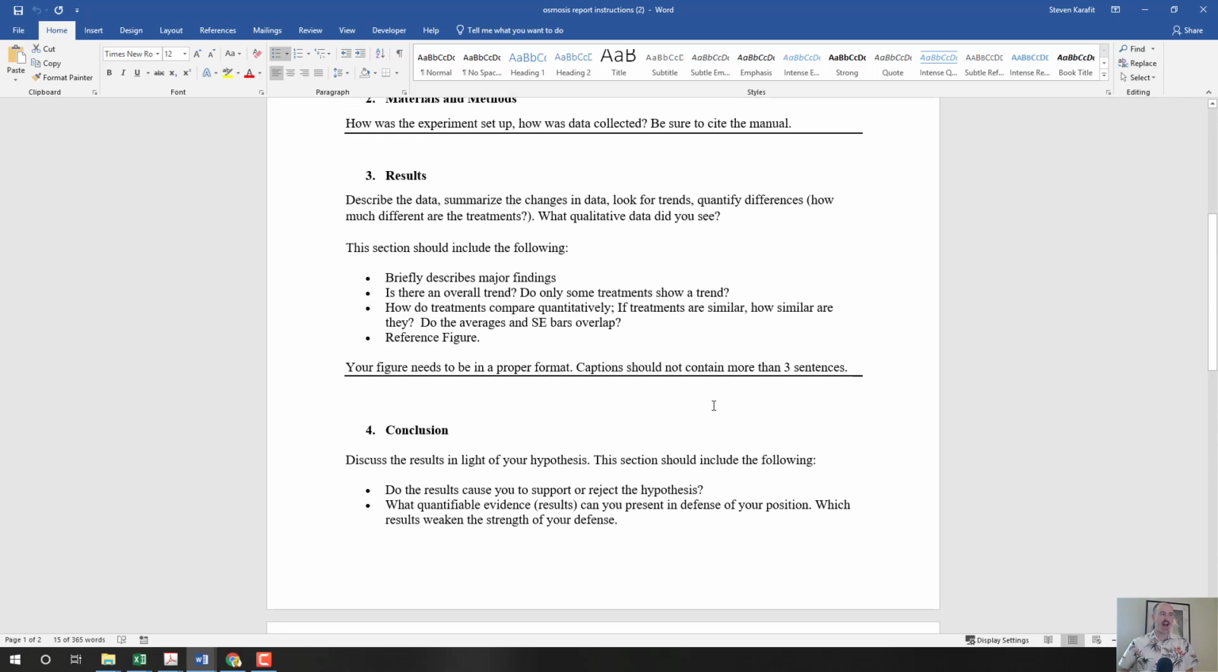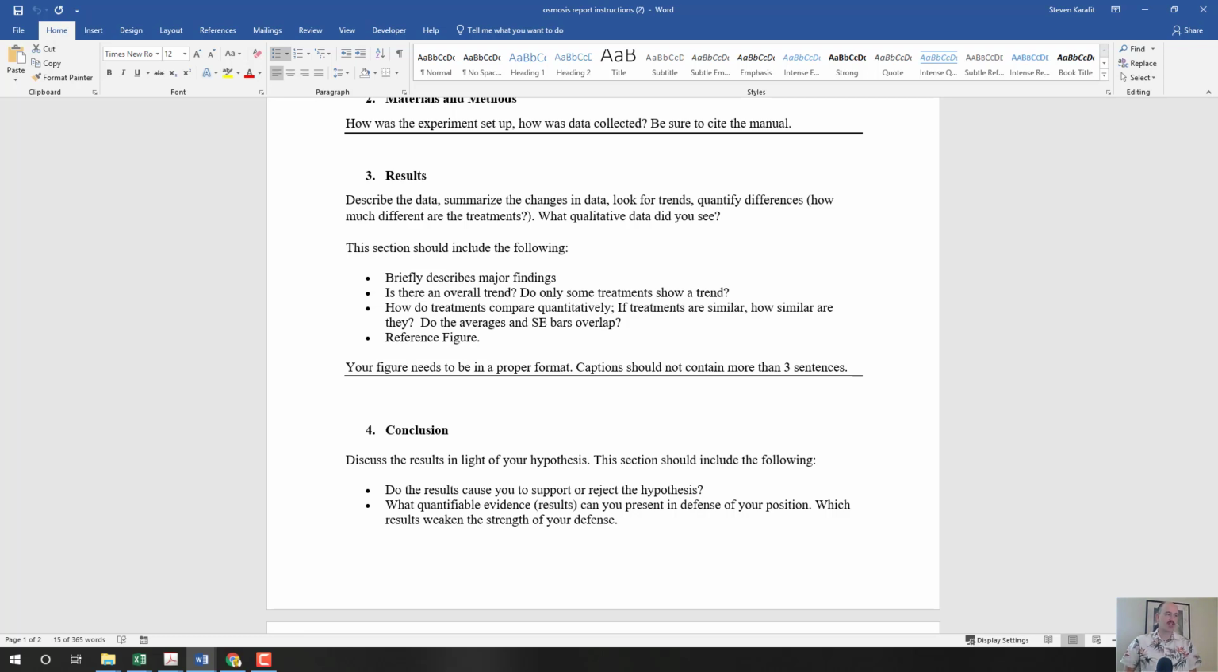Materials and methods. How was the experiment set up? How was data collected? And make sure you cite the manual. You don't have to write the size of all the beakers or anything like that. It's just a description of what you did, but it's not written as a list. It's written in paragraph form. Potatoes were cut into 5 millimeter thick discs and placed into various concentrations of sucrose. And then you would tell me what the concentrations were, and then you would say procedures were followed as in the lab manual, and you would cite the lab manual.